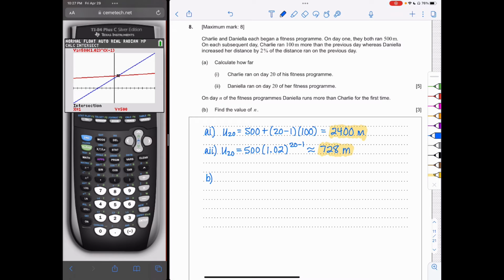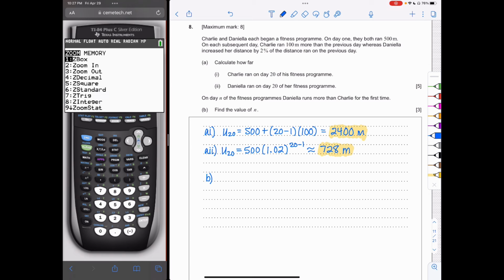And we already know that that should be an intersection because it already said on day one they both ran 500 meters. So that should tell you that they crossed somewhere else. So I'm going to zoom out so that I can try to see both intersections.